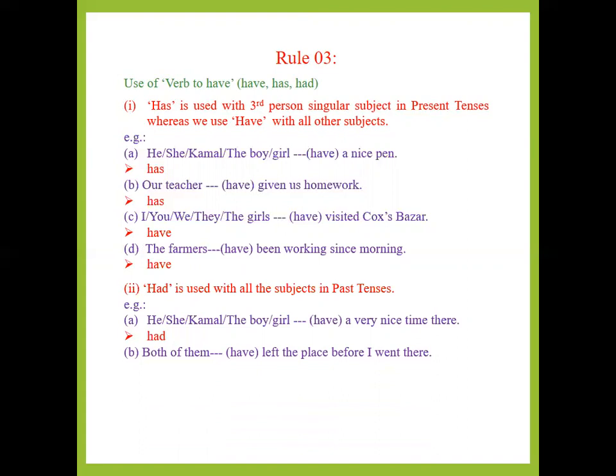This is an example of the past perfect tense. That's why both of them had left the place before I went there. I, you, we, they ___ an urgent meeting yesterday. As the sentence indicates a past action, that's why the answer will be "had".